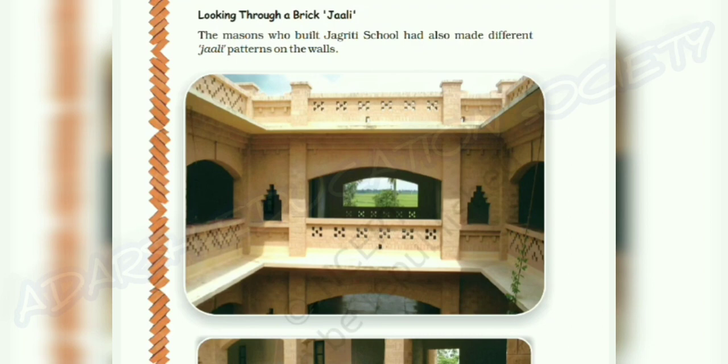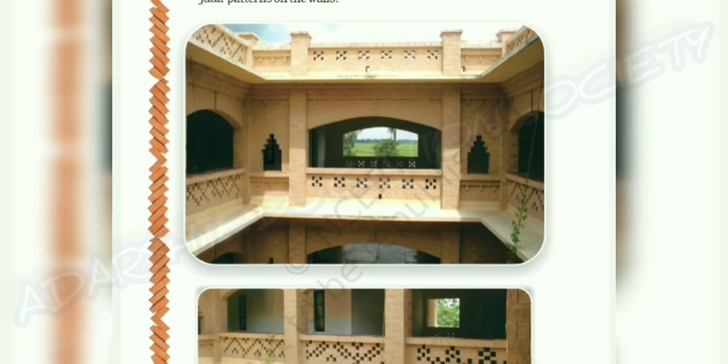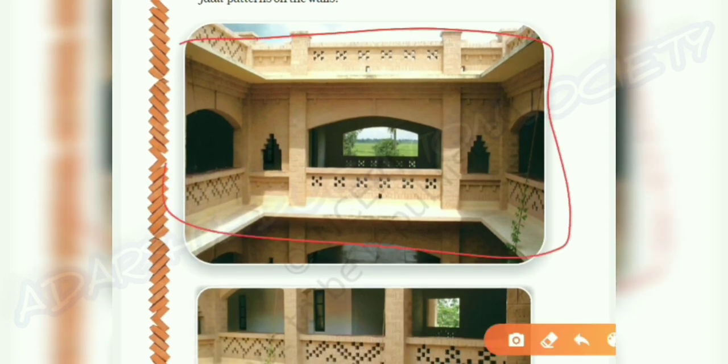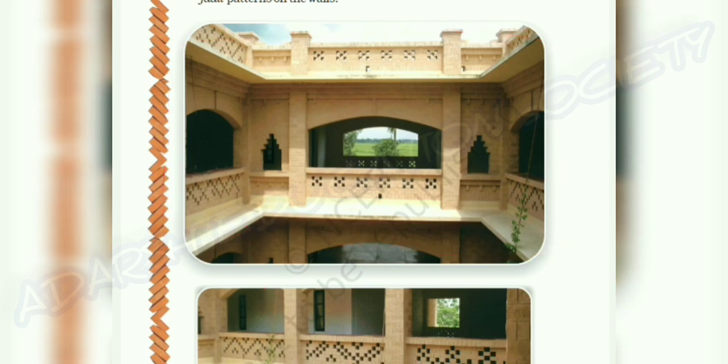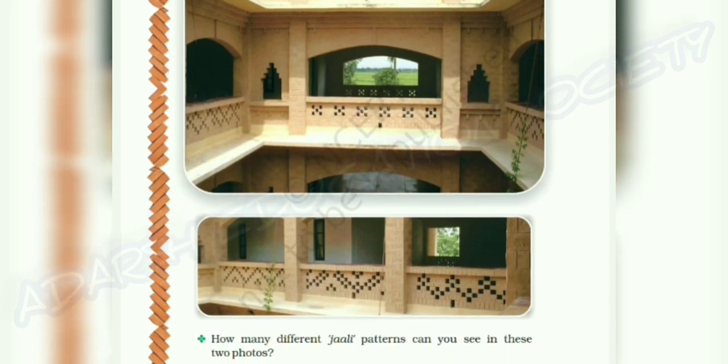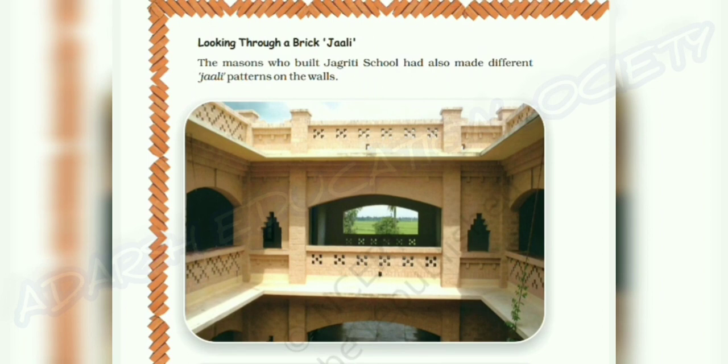Now look at your textbook. Looking through a Jali. Here we have to learn about the Jali patterns, which are made by bricks. The mason who built Jagriti School had also made different Jali patterns on the walls. Here in this picture we can see the building of Jagriti School, right children? Here they give us two photos of Jali patterns, which are made by the masons, right?